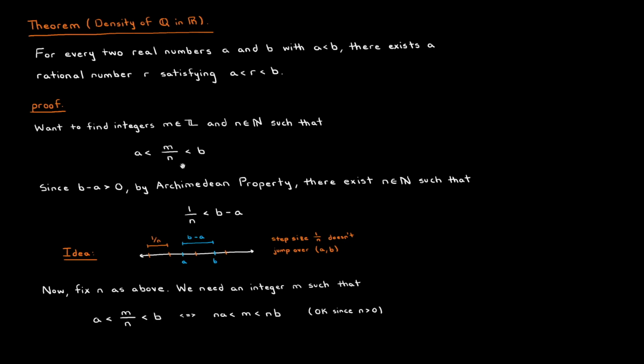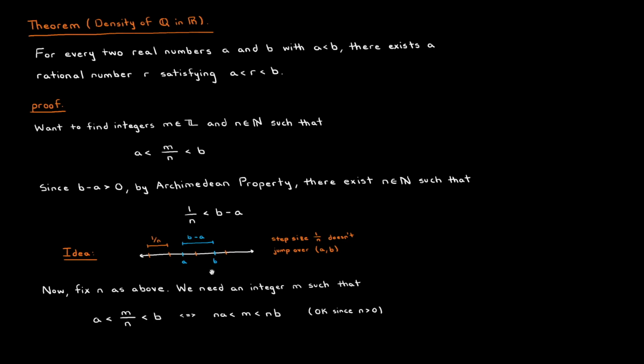To prove this result, our goal is to find a rational number in between a and b. In other words, we need to find an integer m and a natural number n so that their ratio is greater than a and less than b. We begin by considering the distance between a and b, the length of the interval from a to b. This length might be very tiny, but regardless, by the Archimedean property, there must exist a natural number n large enough so that the quantity 1 over n is strictly smaller than b minus a. This helps us fix n, which is going to be our step size.